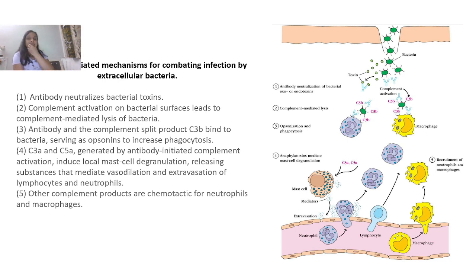And there are other complement products which are helping in the chemotaxis of neutrophils and macrophages. So here you can see there are some products which are helping in the chemotaxis of the neutrophils and macrophages into the site of infection. So this is one of the ways by which our body protects itself from the extracellular bacteria. Mostly it is antibody mediated.